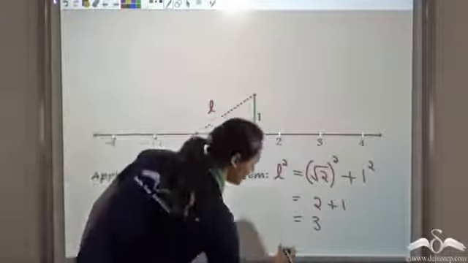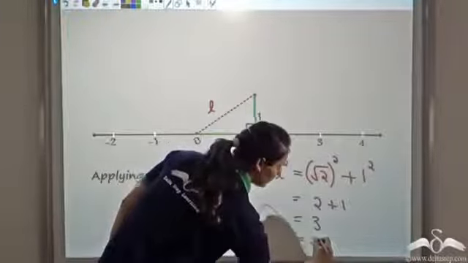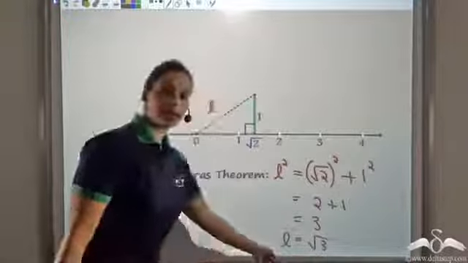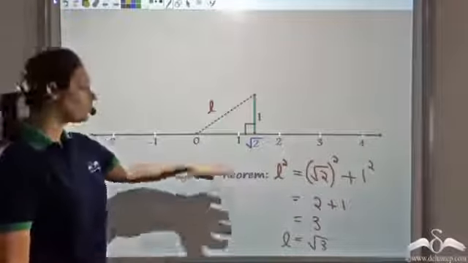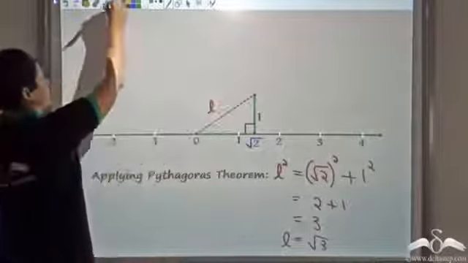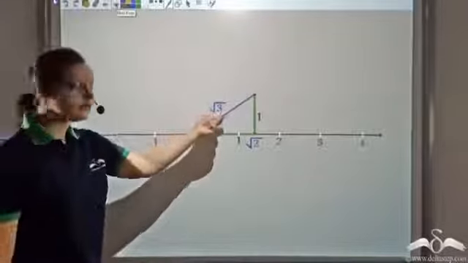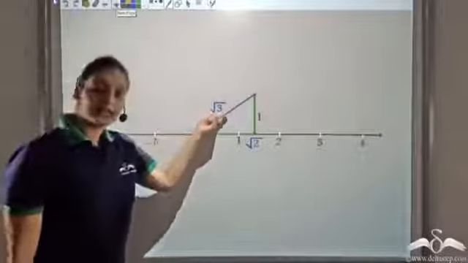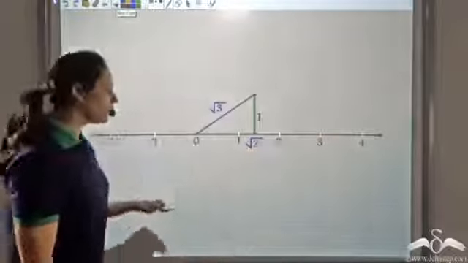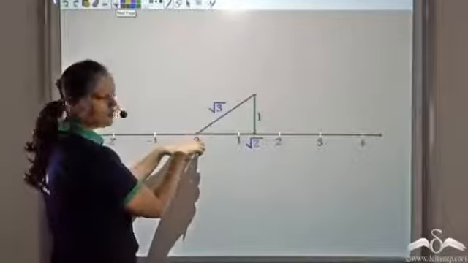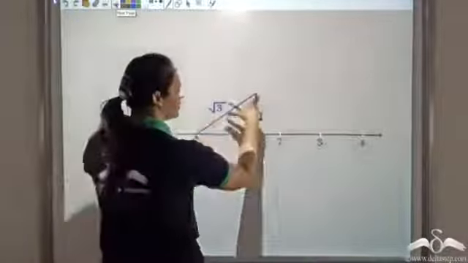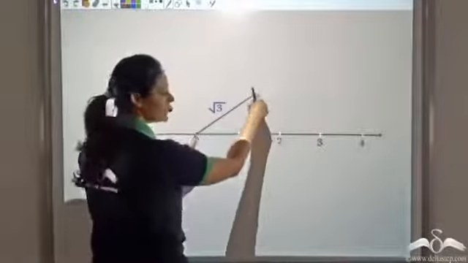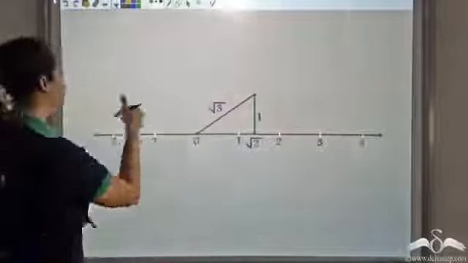Taking positive square root, I get L as under root 3. Length cannot be negative, so I ignore the negative square root. I get L as under root 3. So this is what I get. Now again, I need to find this number on the number line. So what I do is, I take 0 as the center, under root 3, this purple line as the radius, and I draw a circle around it.